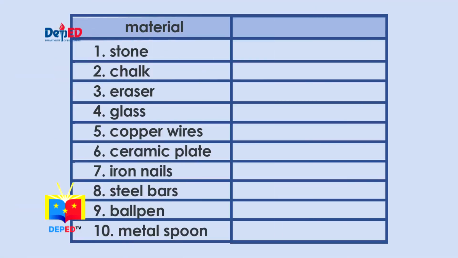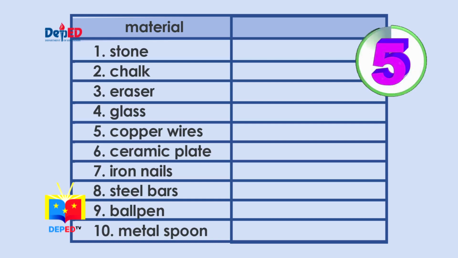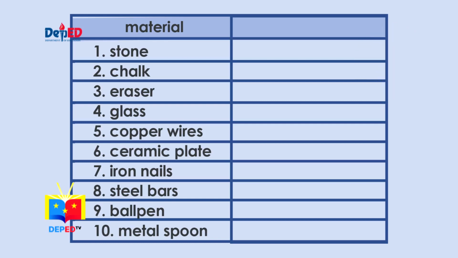For our last activity, identify which solid material can be bent. Put a check mark in the second column if the material can be bent. Put an X mark if it cannot be bent. Our first material is a stone. A stone cannot be bent.